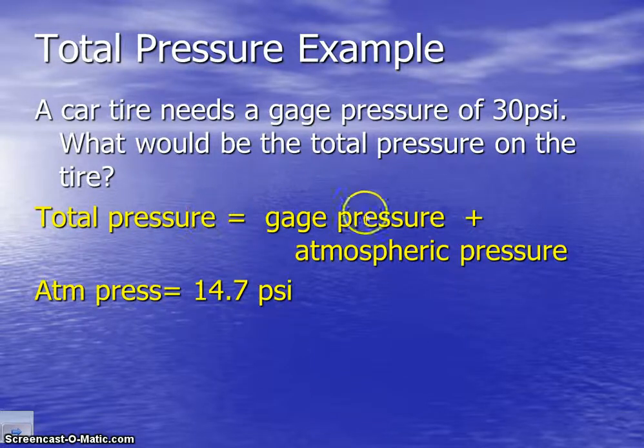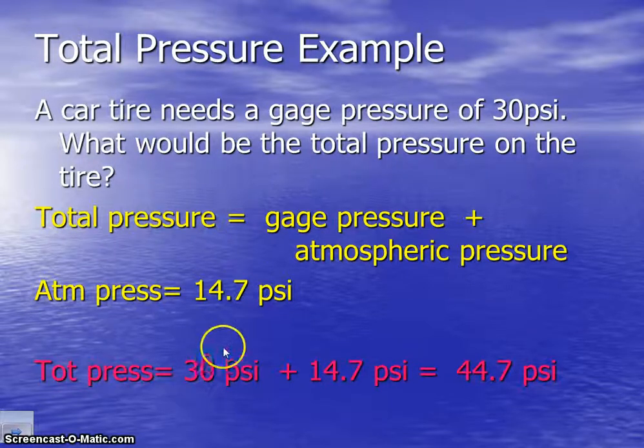So we've got our equation, gauge pressure plus atmospheric. We know atmospheric is 14.7 psi. So to get your total pressure, you're going to add those two together, and when you do, you get 44.7 psi. So that's the total pressure that's on that tire.